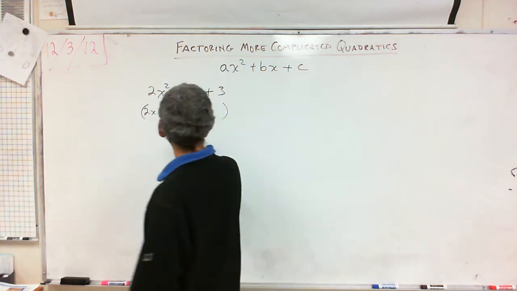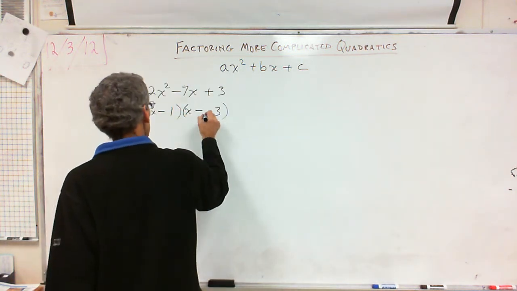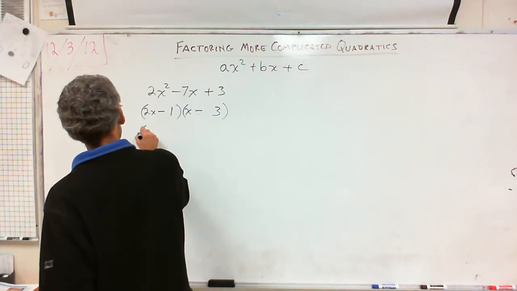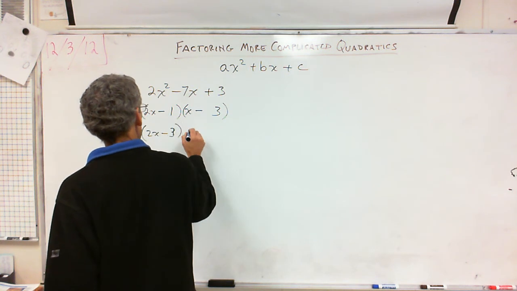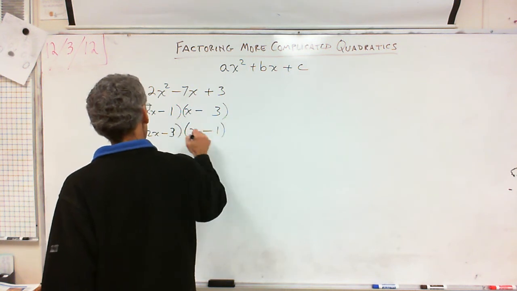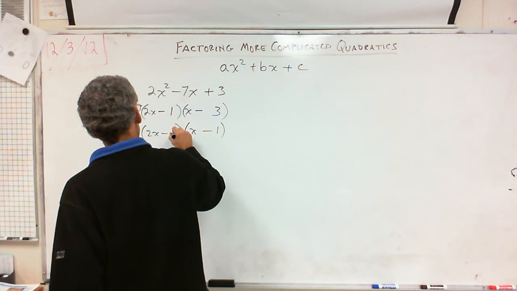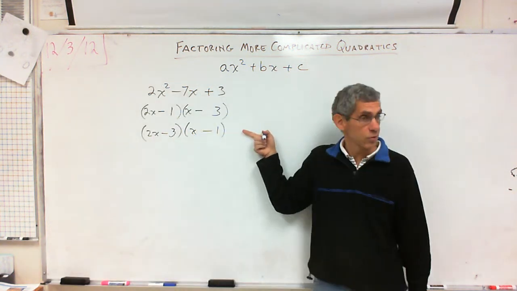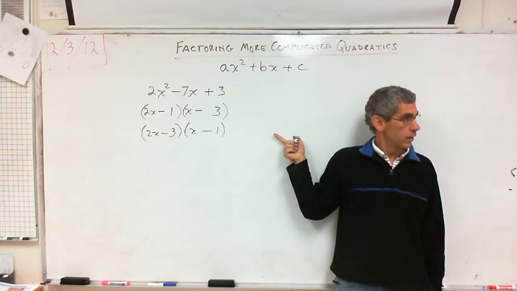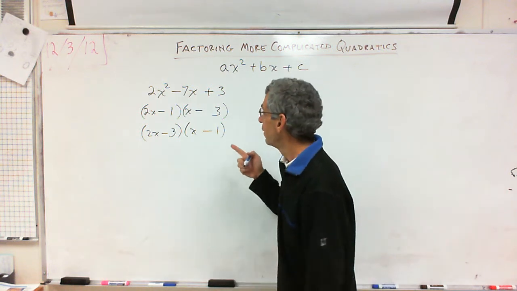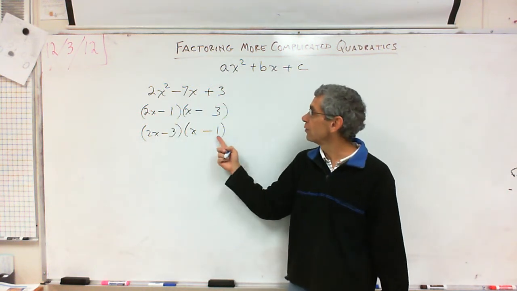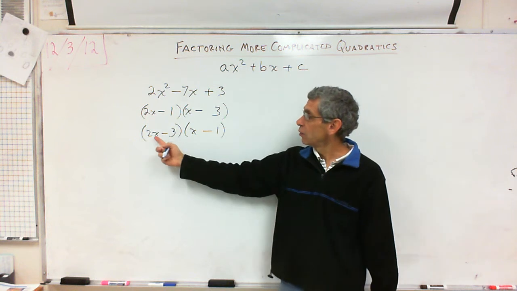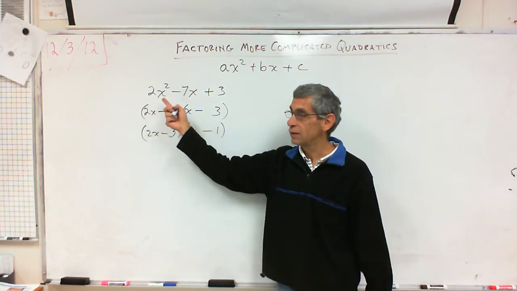So, okay, let's try. We'll say 1 and 3. And the other possibility, we'll just do this: 2x minus 3 times x minus 1, and x minus 3 times 2x minus 1. Those are our two possibilities. There's no other option. Do you see what I mean? Now let's see. We know that negative 1 times negative 3 is positive 3. Negative 3 times negative 1 is positive 3. We know that these are right because that equals 2x squared.